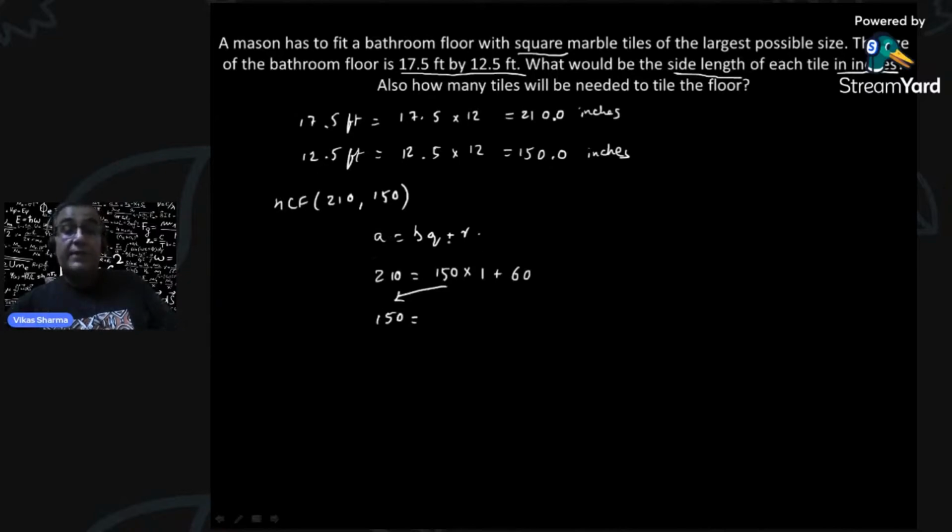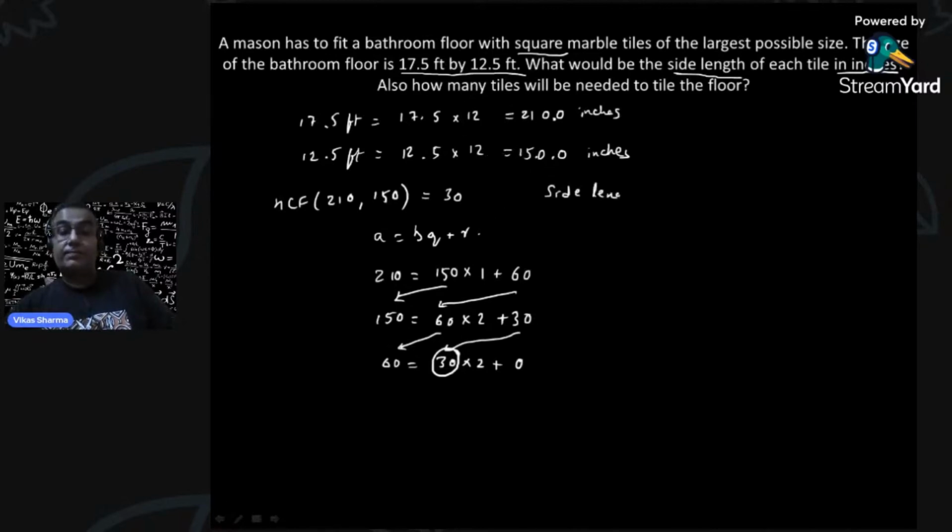150 comes here. That will be equal to 60 comes here. 60 times 2 will be 120 plus it leaves a remainder of 30. Now again we have not got the remainder as 0, so we'll have to continue. 60 comes here, 60 will then be equal to 30 comes here, 30 times 2 which is 60 plus it leaves a remainder of 0, and now because the remainder is 0, this is the HCF. So the HCF of this and this is 30. So each tile should have a side length of 30 inches. Side length is equal to 30 inches.